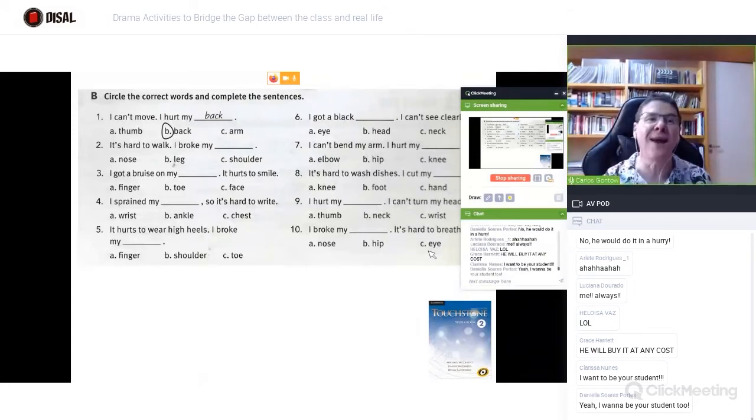Let's suppose you gave students enough time. I'm going a little faster with you because you're teachers, but with the students, of course, you give them more time. And then you say, okay, Luciana, read number 1. Luciana will say, I can't move. I hurt my back. She says back like this because she wants everybody to know that she did it right. Then you say, okay, number 2, Clarissa. It's hard to walk. I broke my leg. That's how students speak in class, like robots.